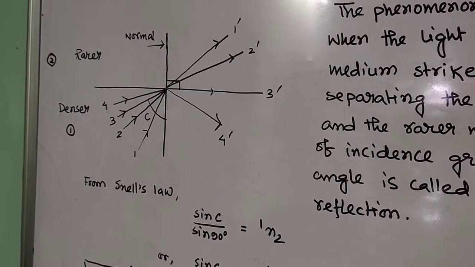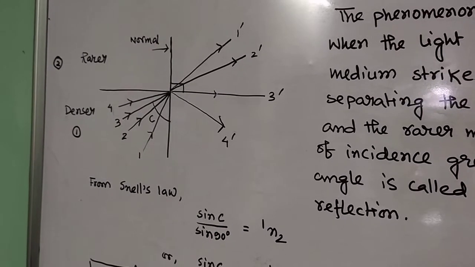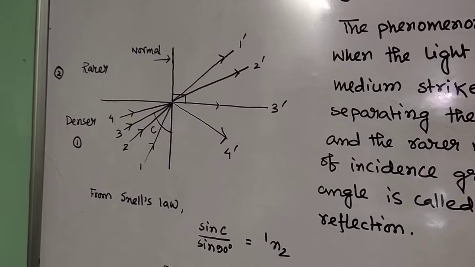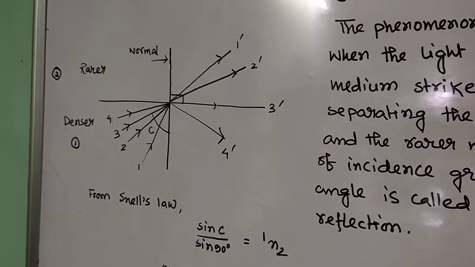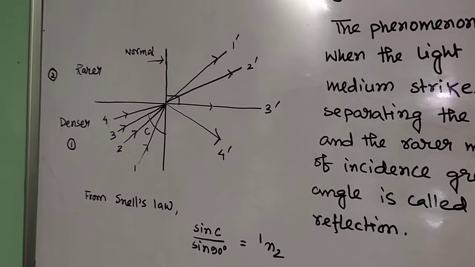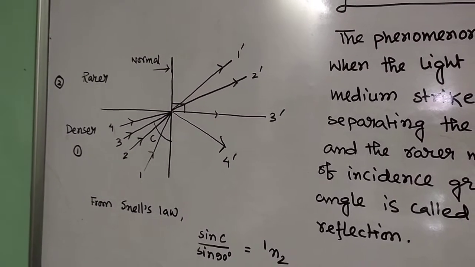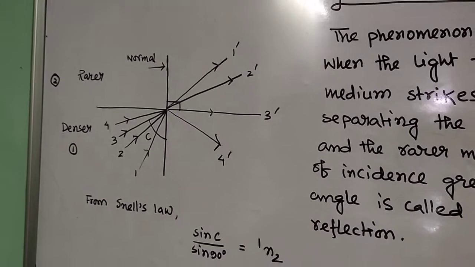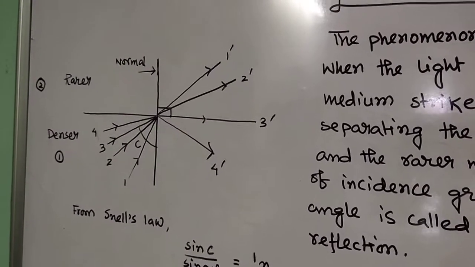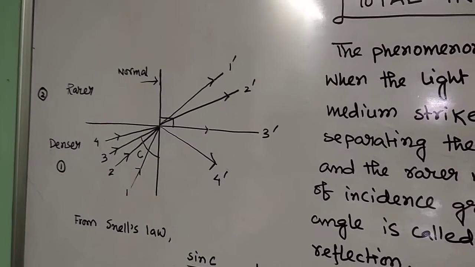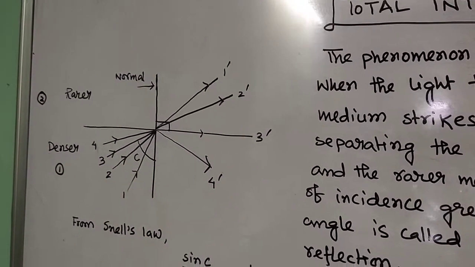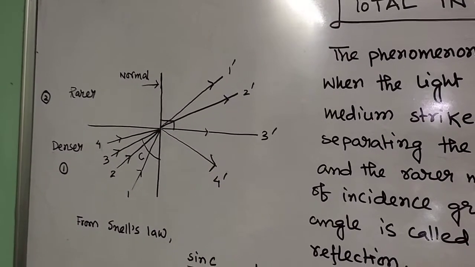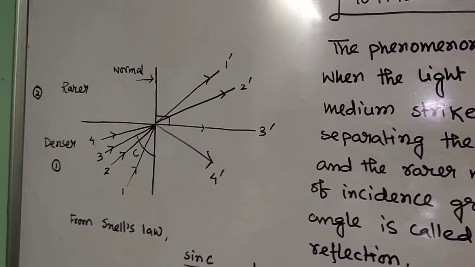Now in this way, if you change the angle of incidence, correspondingly you will see the angle of refraction also changes. You will see that for every pair of media there is a particular angle of incidence for which the angle of refraction is 90 degrees. So here, ray number 3 and 3 dash: 3 is the angle of incidence in the denser medium for which the angle of refraction in the rarer medium is 90 degrees. And this angle of incidence for which the angle of refraction in the rarer medium is 90 degrees is known as the critical angle for the pair of media.